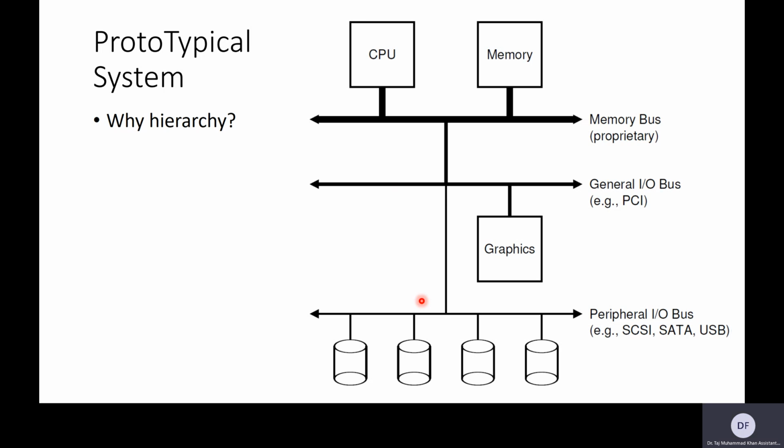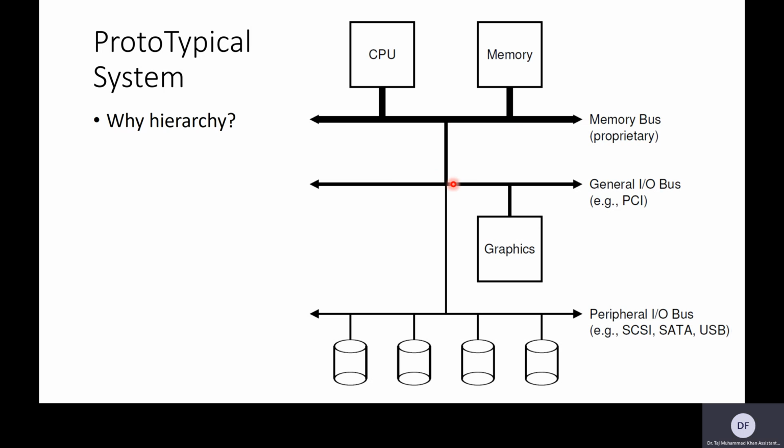I hope you were able to guess that the devices connected to these buses operate at different speeds. So memory, RAM, is the closest to the CPU and it needs to operate at very high speeds because the CPU is constantly accessing memory. So this bus, the memory bus, must be a very high speed bus. It should transfer data at a very high data rate or transfer rate.